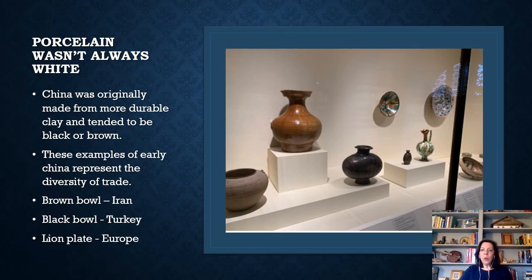If we look all the way over at the right, that vessel that's standing up is a Greco-Roman shape, where the shapes towards the left are more traditional Chinese shapes. And then in the back here, we see a lion plate, and that design would have been from Europe. So just some examples of some very early China, not even porcelain yet, still China, that definitely shows the impact of trade.